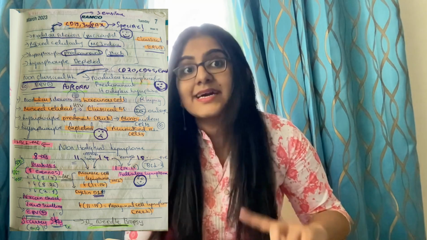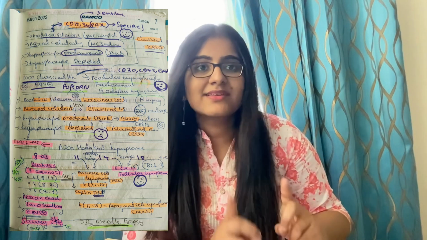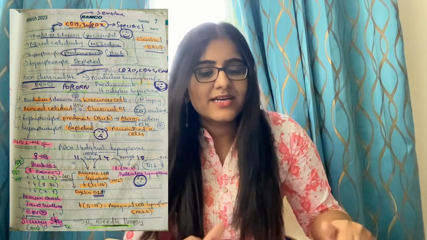Again, you can remember the double. So 15 ka double 30. So CD15 and CD30, and what will be the specific one? The specific one will be PAX. And the sensitive one will be the double thing, that is the 30. Okay, done. Now non-Hodgkin's lymphoma, you should remember Burkitt's.